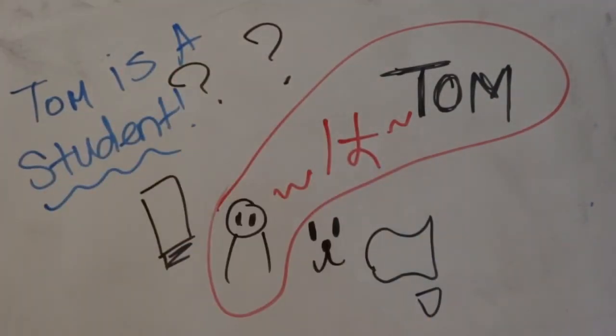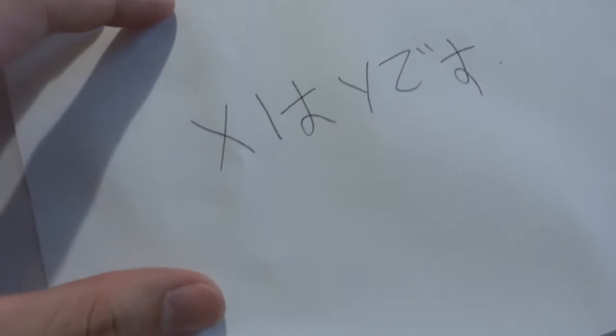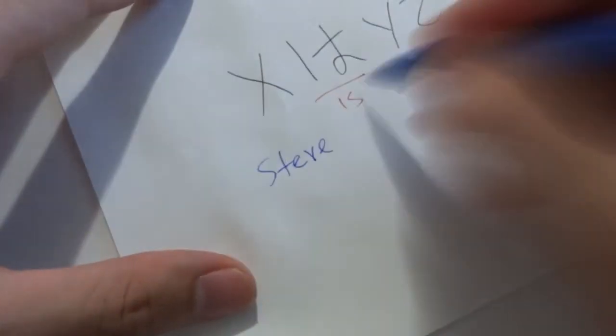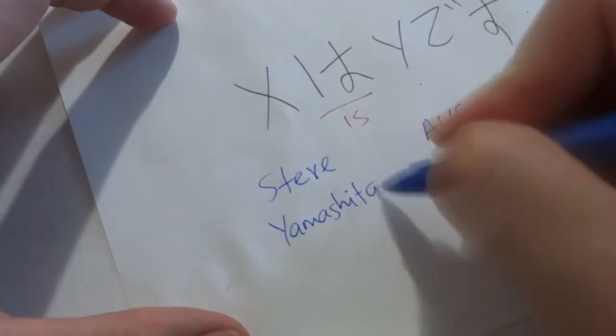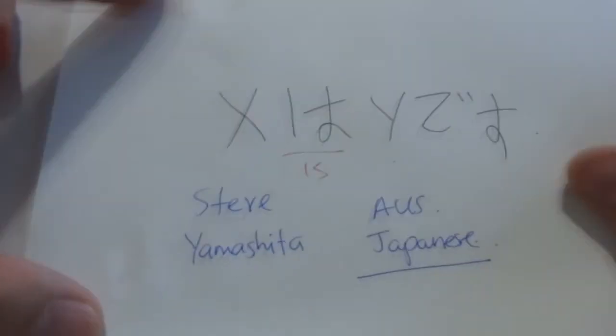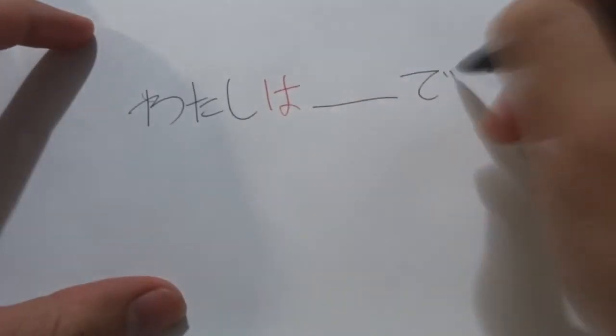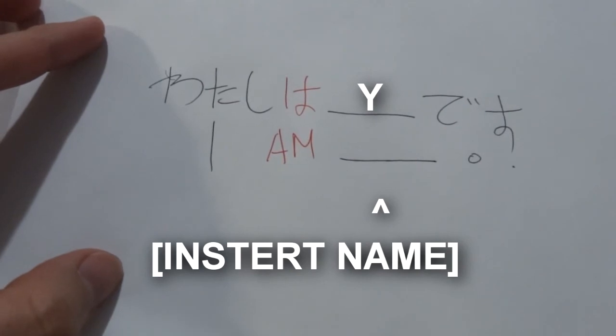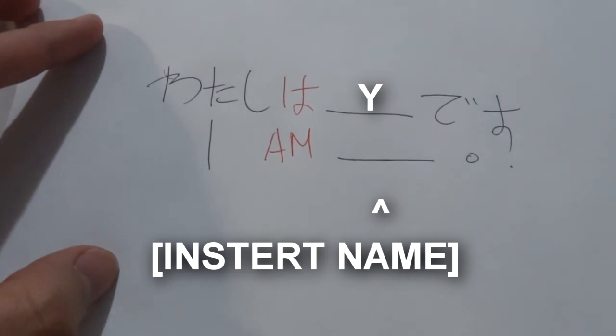This is the basics that you will need to understand before moving on. So this is the basic rule. X wa Y desu. X is Y. So Steve is Australian, or Yamashita is Japanese. We also use this structure to introduce ourselves to others. I am Y. Watashi wa Y desu. You can also use this with your own name. Watashi wa your name desu.